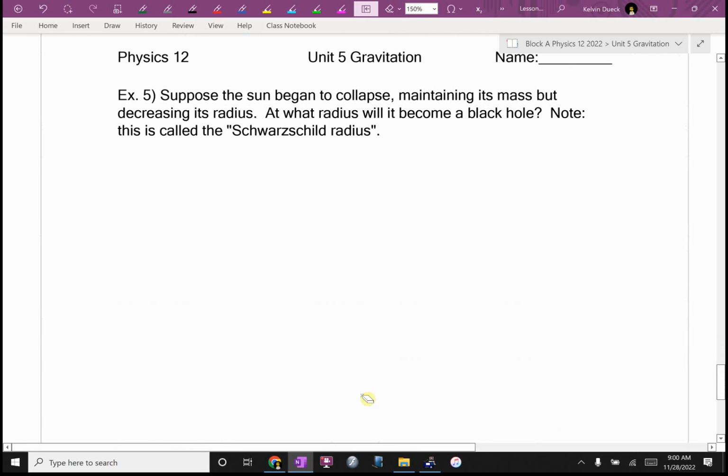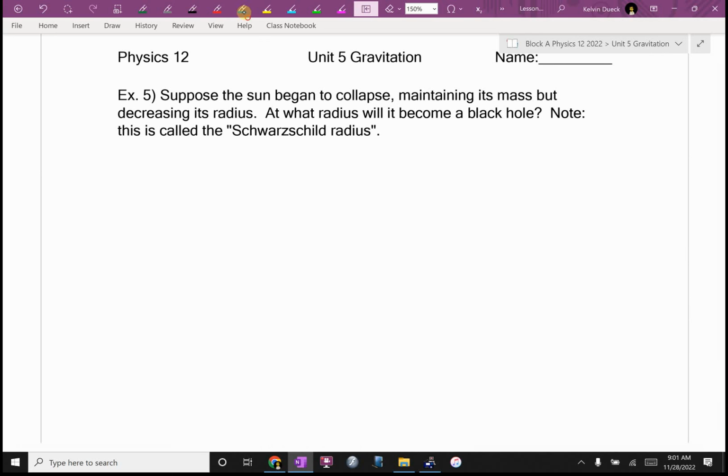So, example 5. Suppose the sun began to collapse, maintaining its mass, Lena, I'm killing us again, I know, I saw the eye roll. Maintaining its mass but decreasing its radius. At what radius will it become a black hole? We call this the Schwarzschild radius, named after the physicist who first wrote a paper on it. It's the same thing as the event horizon.